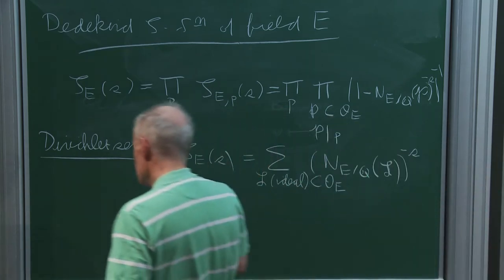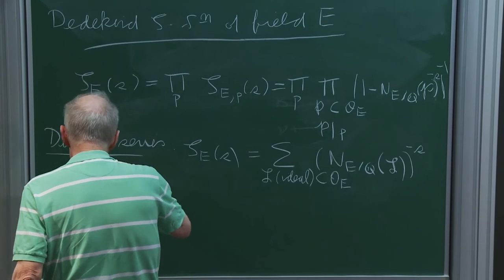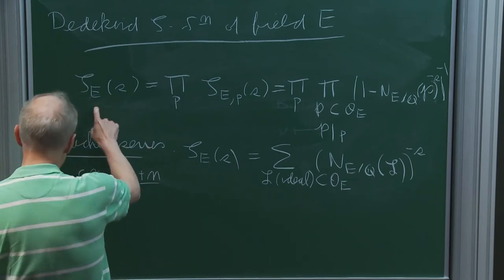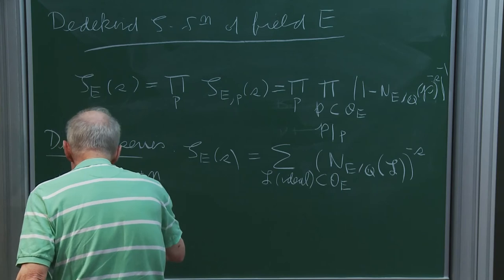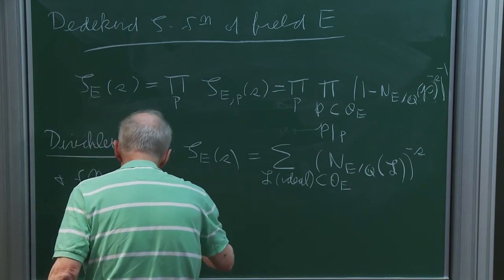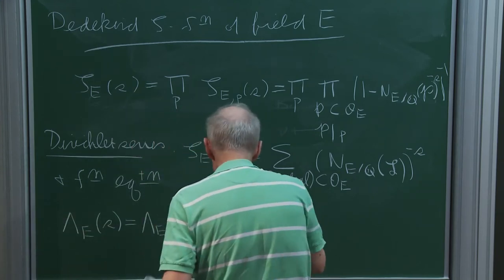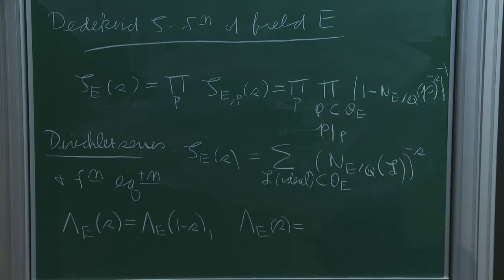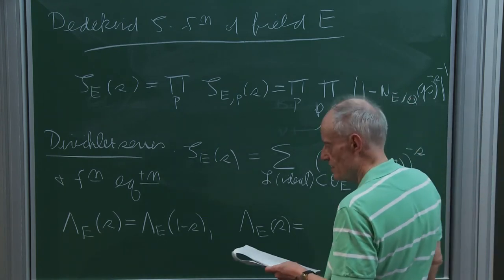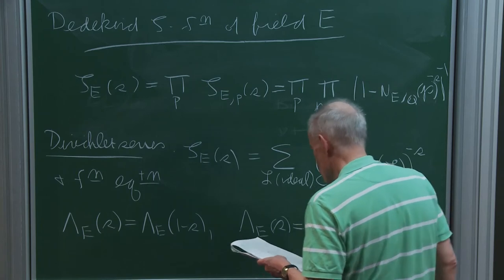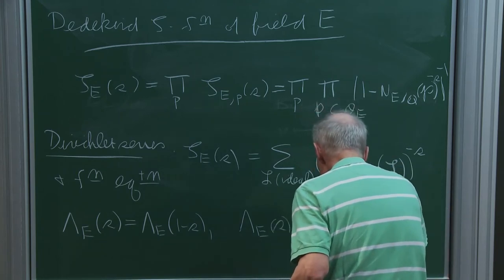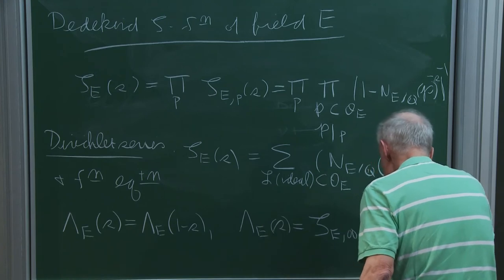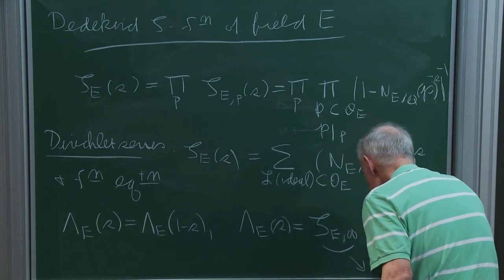And it has a functional equation. Let's write it like this: I'm calling this zeta of E. Let me write lambda E of S, which is equal to lambda E of 1 minus S, where lambda E of S is equal to, so the notation that I've used here does not include the Archimedean Euler factor that would be needed for the functional equation. So it'd be zeta E of infinity times zeta E of S.